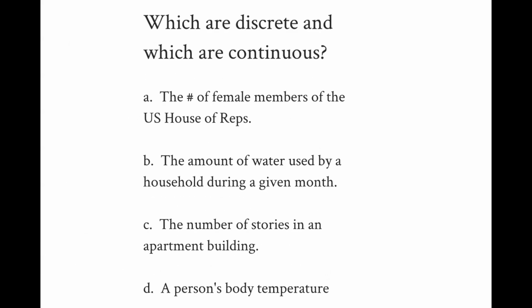Okay, and then which are discrete and which are continuous? The number of female members of the U.S. House of Representatives. Well, it's got to be a whole number, and if it's got to be a whole number and you're restricted to that, then we describe it as discrete. The amount of water used by a household during a given month. Are you restricted to a whole number of gallons of water in a given month?